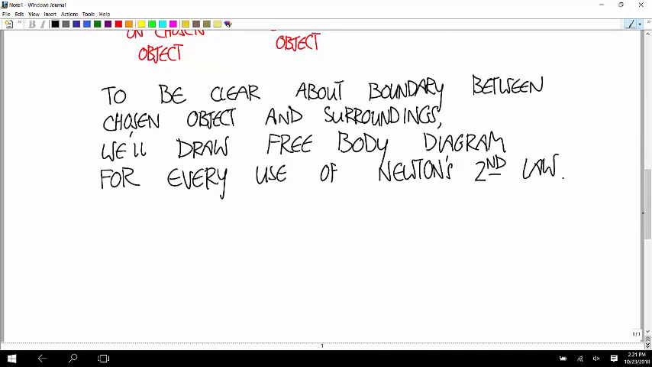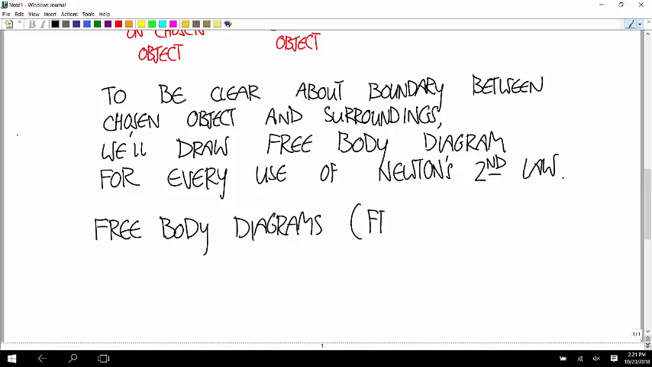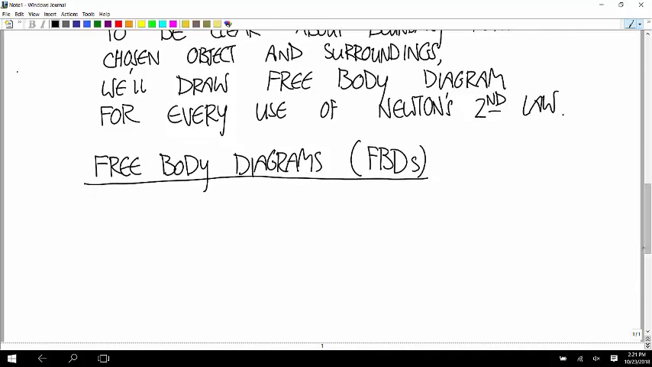But so the next thing we have to talk about is what is a free body diagram? How do you draw it? What are the rules? That kind of thing. So free body diagrams. I'm going to write that a lot, so I'll abbreviate it. Okay, so we're going to draw one of these for every time we use Newton's second law. And here are the steps to follow to draw a free body diagram.